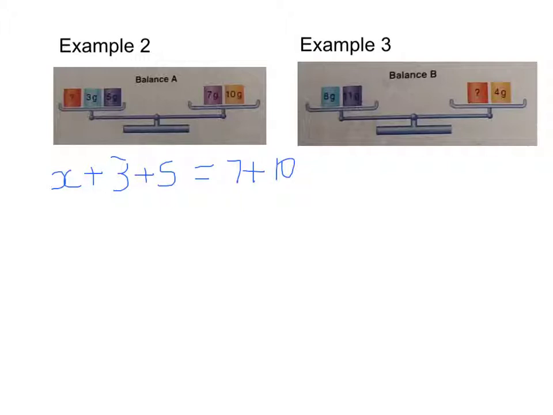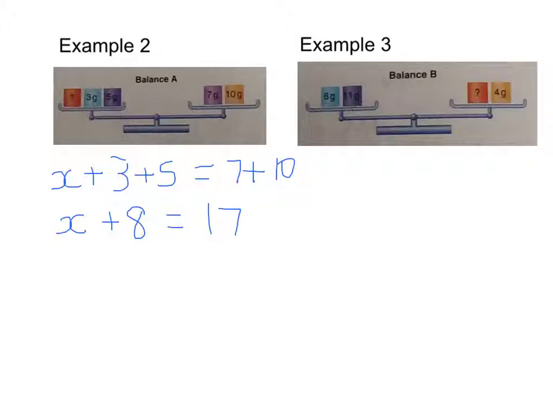Let's just condense this a little bit, because there are some numbers that we can add together. I still don't know what my x is, but I know that 3 added to 5 is 8, so I can make that x plus 8 is equal to, and then if I was to add up my 7 and 10, I know that's 17. So this scale represents the equation x plus 8 equals 17, or a number plus 8 equals 17. And now we're in more of a position to figure out what that red question mark box equals, so that our scale is balanced.